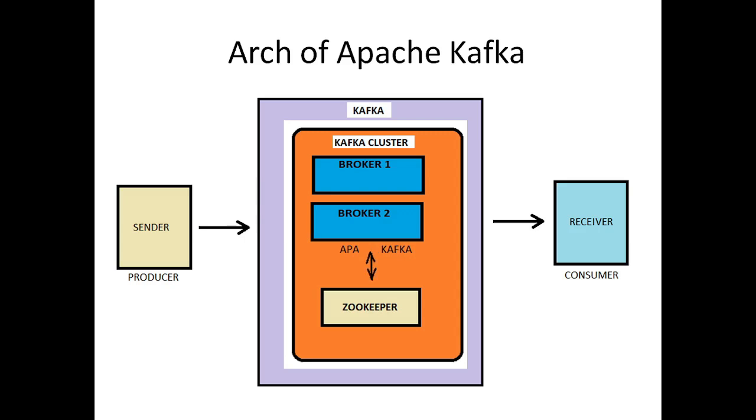In the brokers, we have multiple topics. So the receiver needs to subscribe to a particular topic to receive the message which is sent by the sender. There might be multiple receivers, and they have to subscribe to a particular topic. So this is how Apache Kafka works.